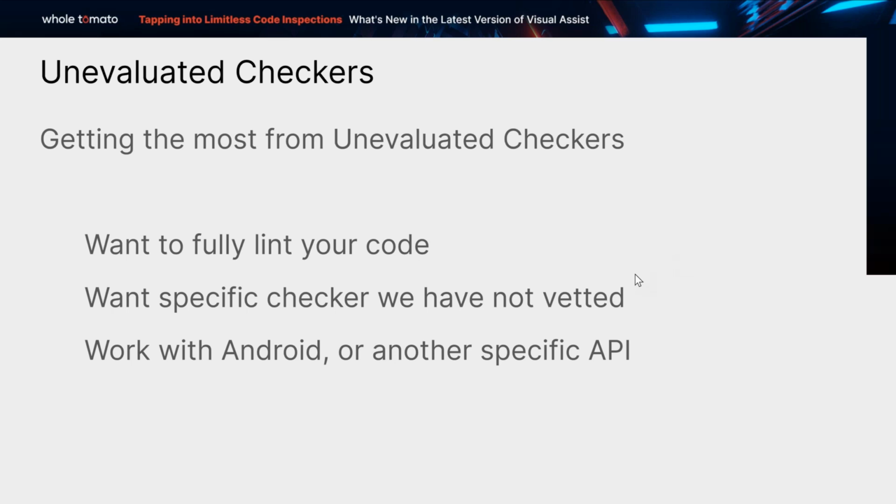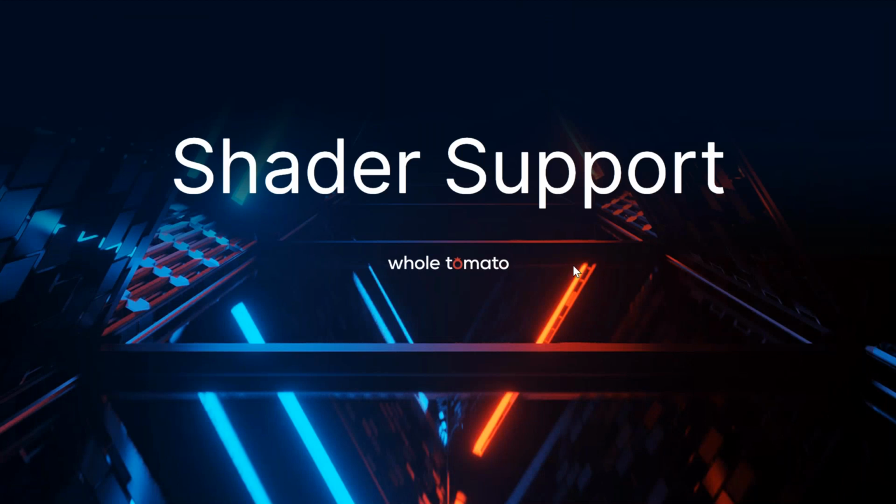All right, so now that we've wrapped up our discussion of code inspections, let's talk a little bit about our relatively new shader support. For the longest time, users have been hacking Visual Assist to parse shader files. And the reason is HLSL, a common shader language, is very similar to C++, so people were just essentially parsing it, adding it as a C++ header and source file and such. So we finally went and made that officially supported.